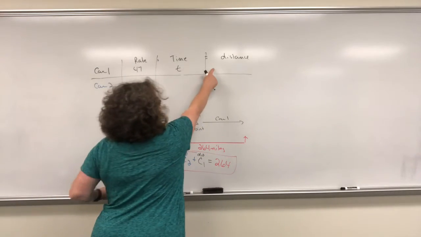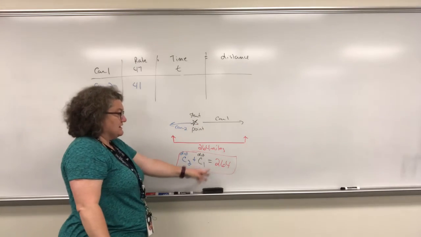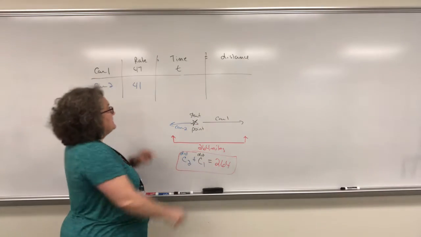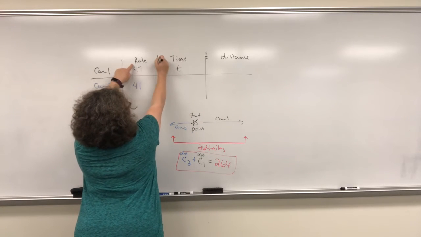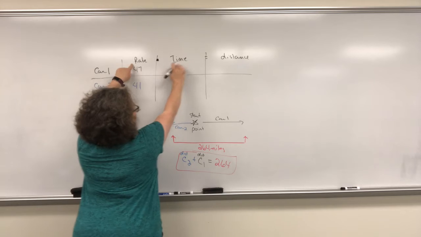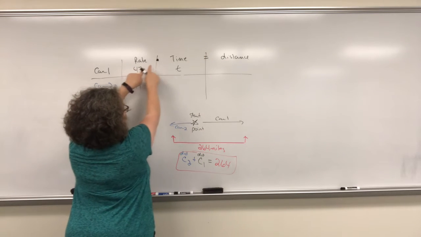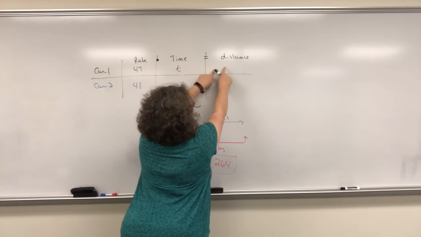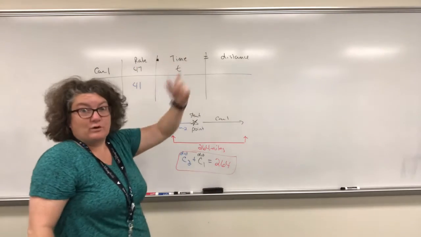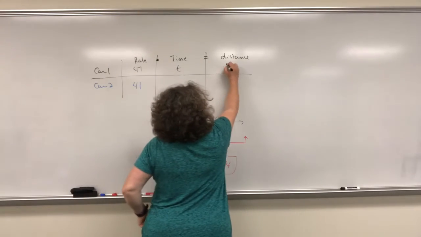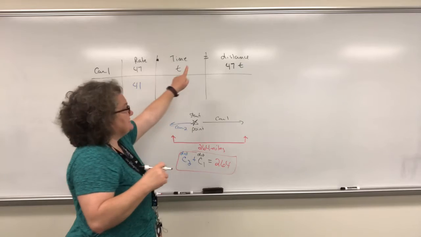Now to find the distance of car 1, it has nothing to do with this 264. I mean, well, it kind of does, but I get my distance from here. I say rate times time equals distance. Rate is 47 times T equals my distance. So what is 47 times T? 47T. So my distance for car 1 is just 47T.